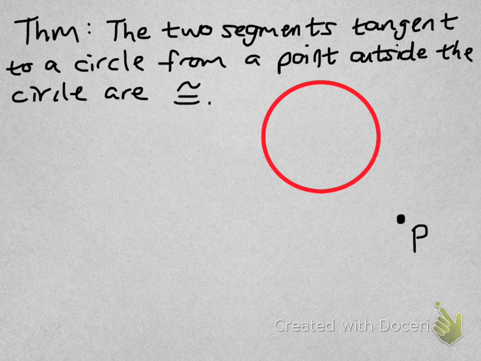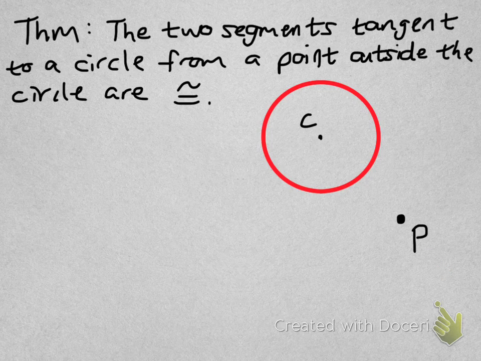Okay, so the two segments tangent to a circle from a point outside the circle are congruent. So let me piece this together for you because it's worded a little funny. So it's saying we have a circle here. We can call this circle C. So this is its center right here. Okay. We have a circle, and we have a point outside of that circle, we'll call that point P.